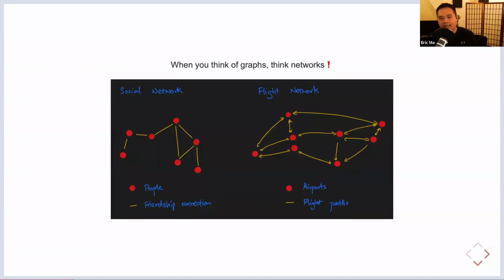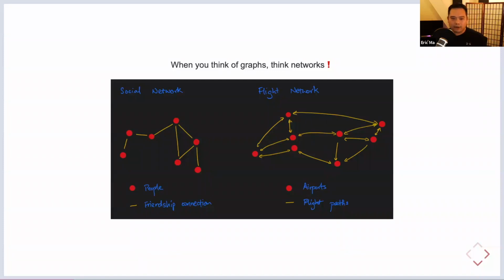We know that there are flight networks between airports. We know that there are transportation networks. There are road networks between cities. Any kind of network that you can think of should be your anchoring example for what graphs are. So what are graphs then?